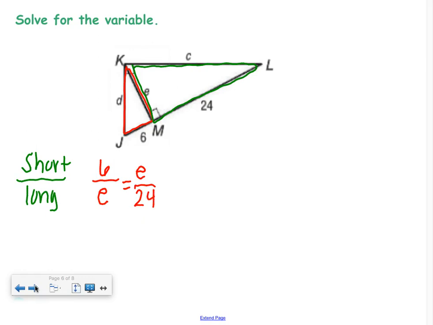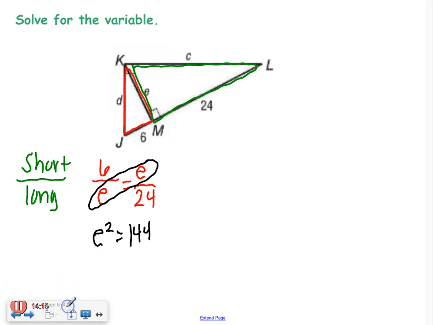Again, a good check. Do you guys see how I'm getting E times E? I'm getting a geometric mean today. That's perfect. I'm going to get E squared. 6 times 24. 144. This one's nice because 144 is a perfect square, isn't it? What's E? 12.